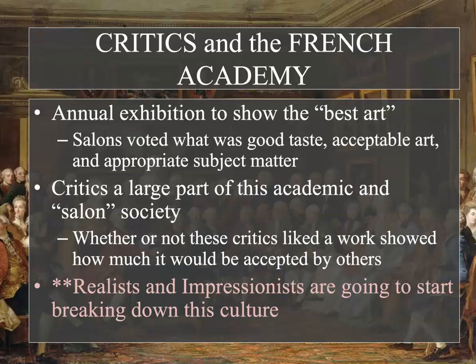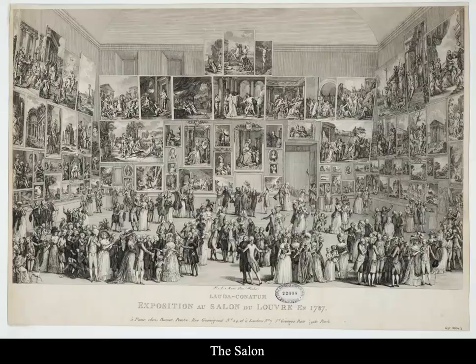So you can imagine the power that they wielded over what was good or bad art, which is why modernists like the realists and the impressionists are going to start breaking down this culture to try to get rid of salons and academies, because they're dictating what good or bad art is. If they don't accept you, which you'll see in the case of Manet or Monet, they reject your work, and thus these movements started to reject the salons themselves.